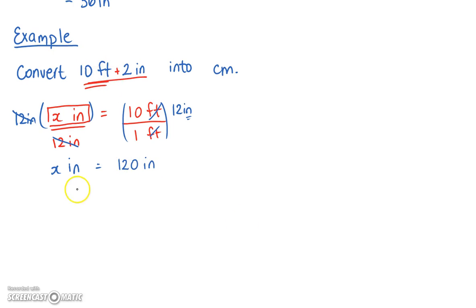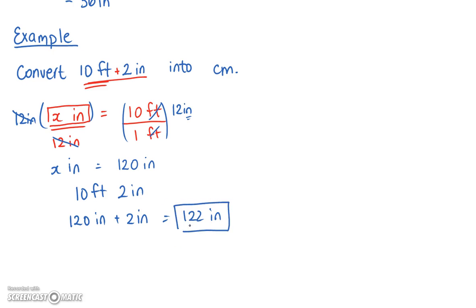So 10 feet 2 inches is going to be 120 inches plus 2 inches, which is 122 inches. Now that we have this in a single unit format, we can then convert into centimeters. This is when we're going to want to use our approximations that were listed for us above. So what we're going to want to use in our approximation is that 1 inch is approximately 2.5 centimeters.